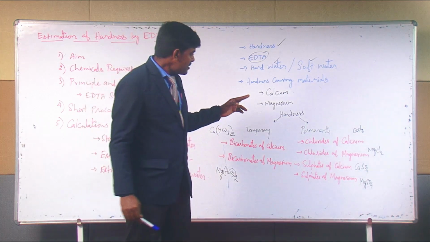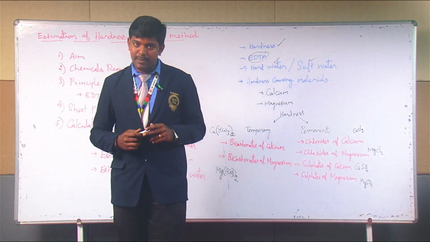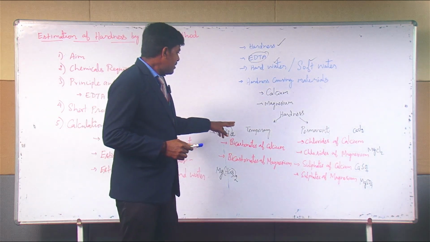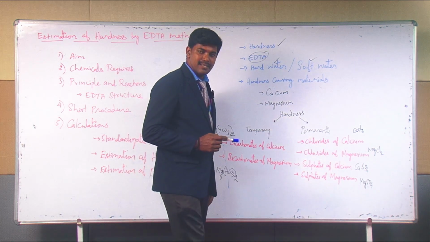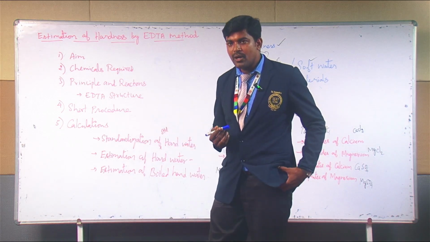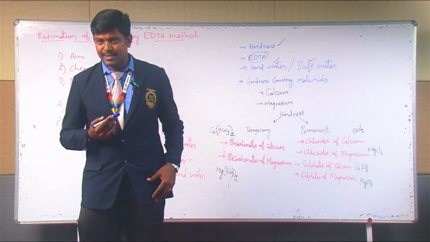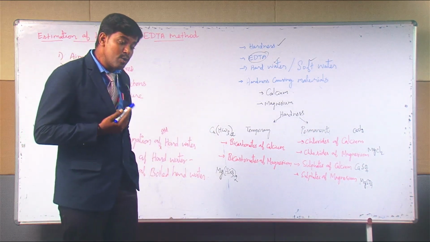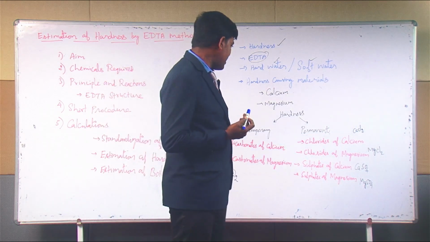See, the hardness itself is classified into two types, temporary hardness and permanent hardness. If we can remove the hardness by simple boiling, we call it temporary hardness. If the hardness cannot be removed by simple boiling, that is called permanent hardness.